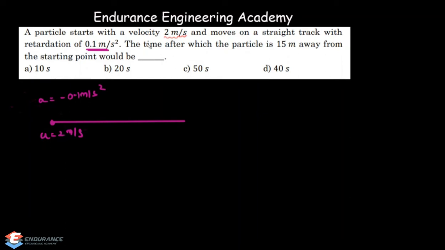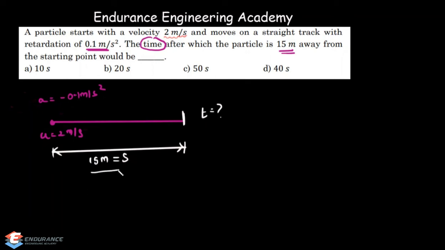Now they are asking time after which the particle is 15 meter away from the starting point. Okay, let us consider this is the point which is 15 meter away from the starting point. Now they are asking time corresponding to this 15 meters. So distance is given as 15 meters. So simply we know distance, we know initial velocity, we know acceleration, and we need to find time.